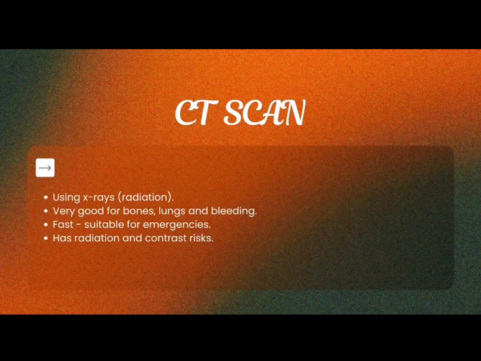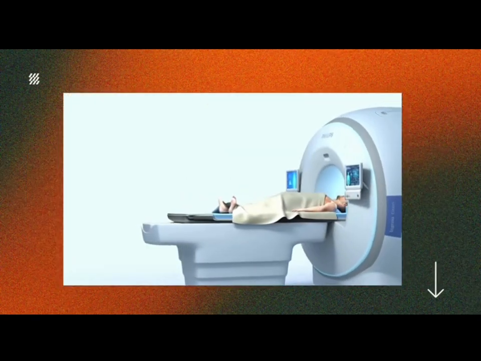Next, CT scan imaging uses X-rays, which involve ionizing radiation, to create detailed cross-sectional images. It is very effective for examining bones, lungs, and internal bleeding. Moreover, CT scans are fast, making them highly suitable for emergency situations. Nevertheless, this technique exposes patients to radiation and may involve contrast agents that carry certain health risks. This video is for the CT scan method.